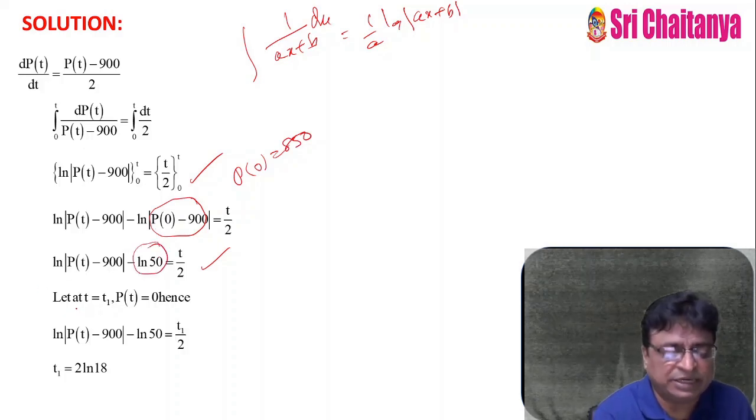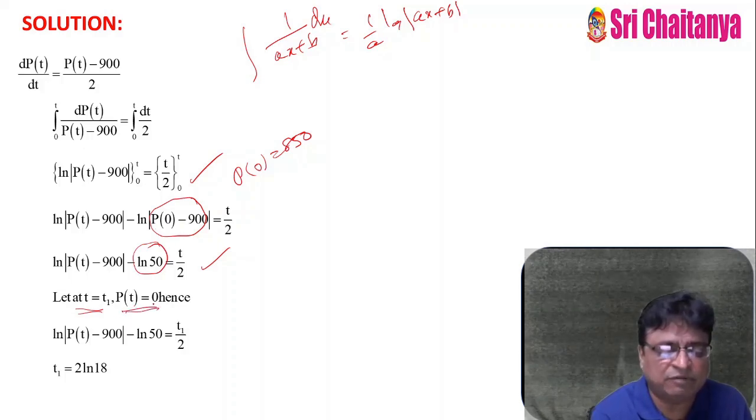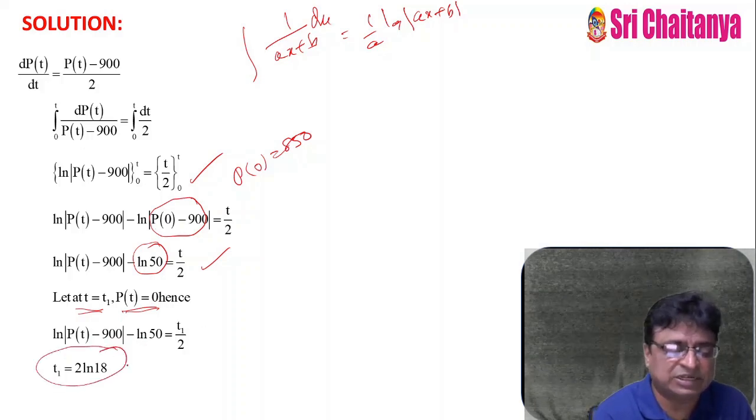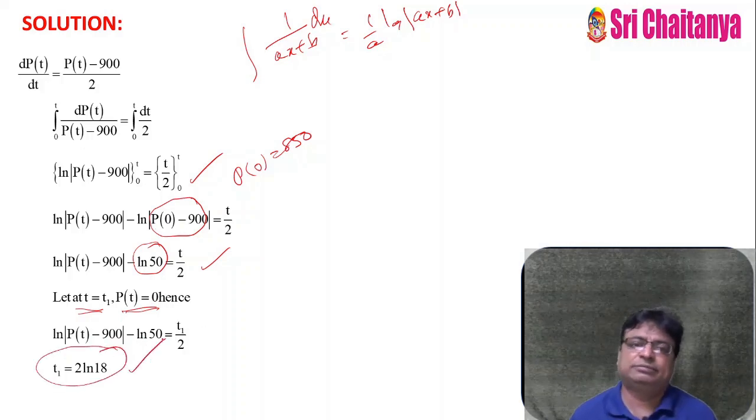After simplification, at t equal to t1, p of t equal to 0. So at t equal to t1, p of t equal to 0 is given for you. So substitute this, you will get t1 as 2 log 80.